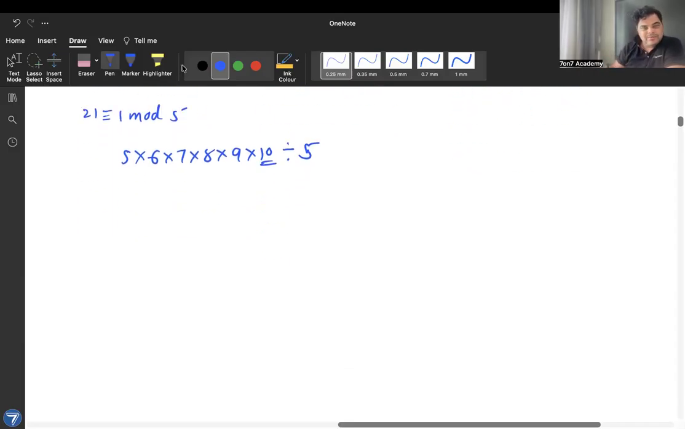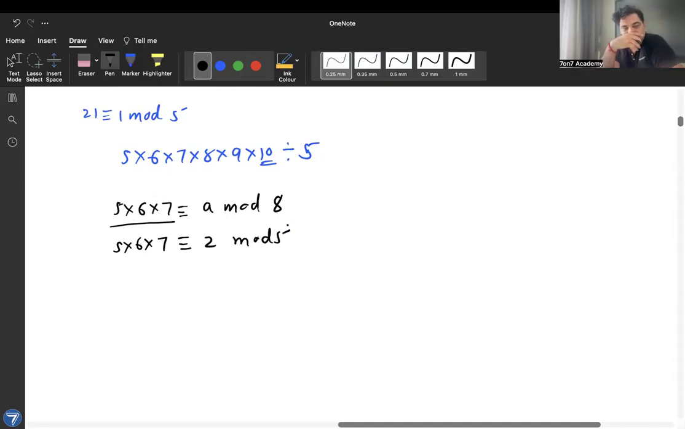I'll take an example, just 5 into 6 into 7. If I divide it by 8, I'll write the answer as congruent to A mod 8. Can you tell me what it will be? Can you find out A? A can be anything which gives the same remainder as this multiplication gives. Agree? So are you sure? Yes, sure.